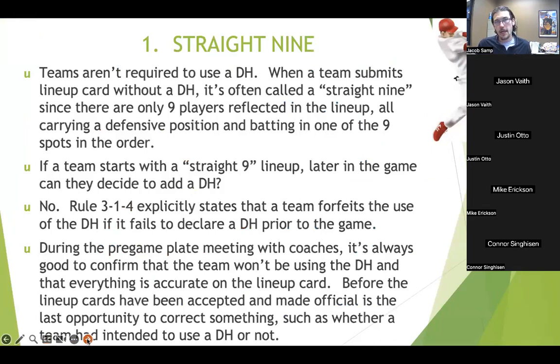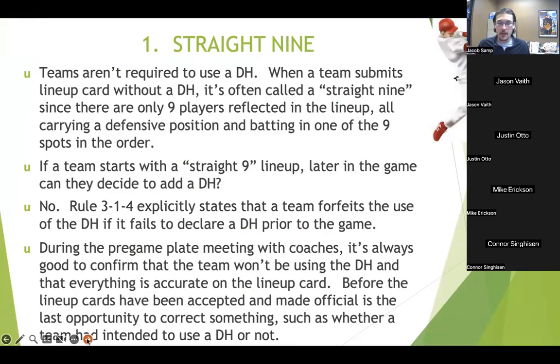Some people consider the straight nine lineup to be the National League batting lineup. That is, you have position players 1 through 9 on your lineup, and they're batting. So the pitcher is batting. They cannot later on in the game decide that we're going to use a designated hitter. That's not permitted under the rules.